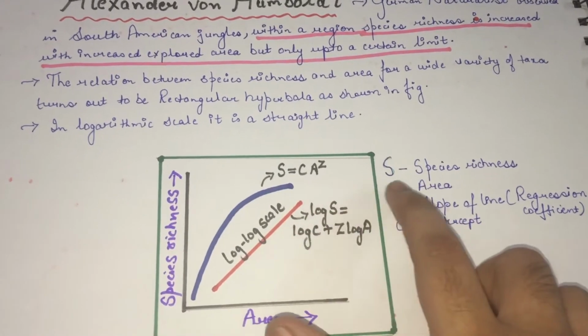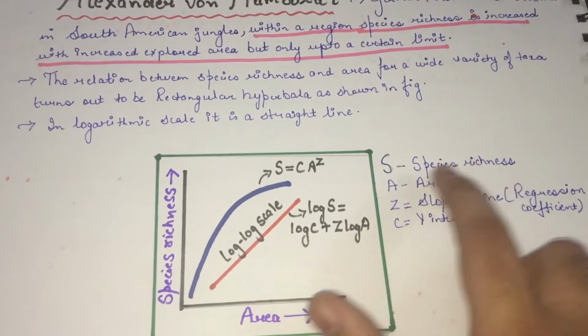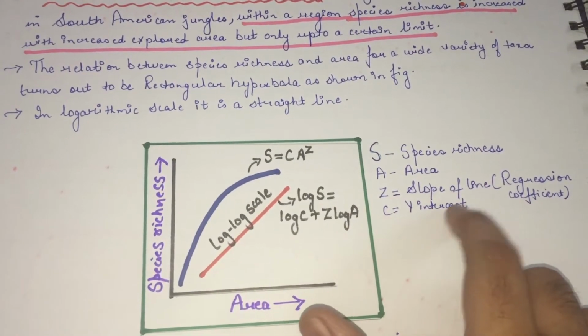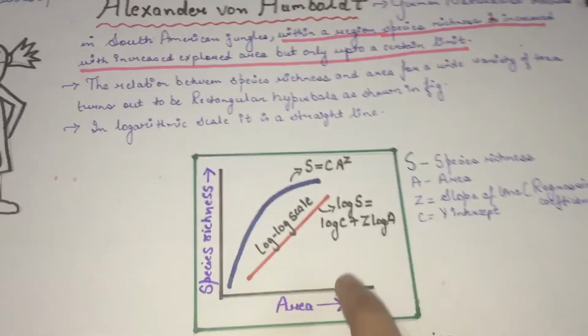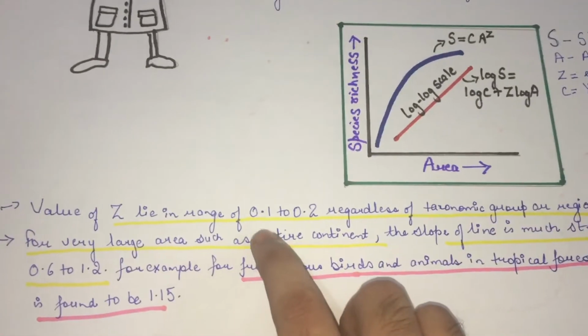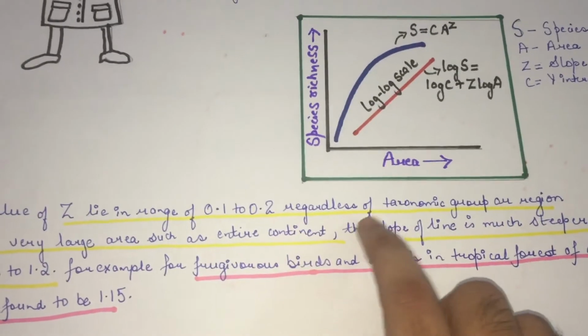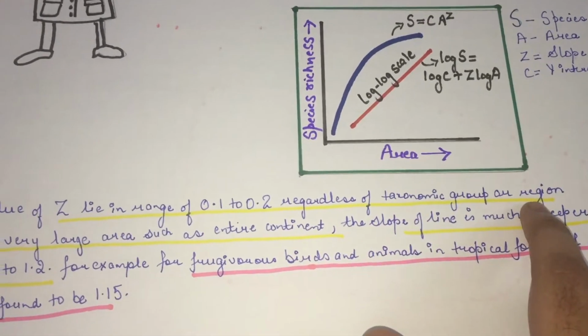So here S is species richness, A is area, Z is equal to slope of line, and C is equal to y-intercept. So you have to remember. Now, value of Z lies in the range of 0.1 to 0.2 regardless of taxonomic group or regions.